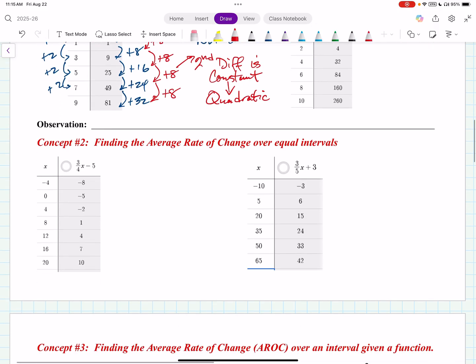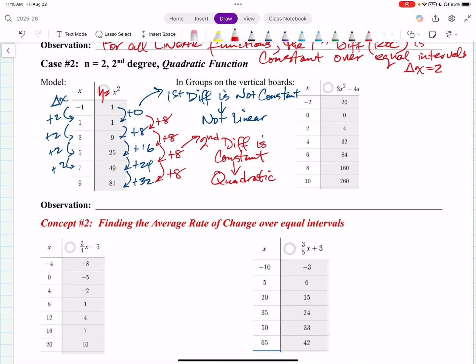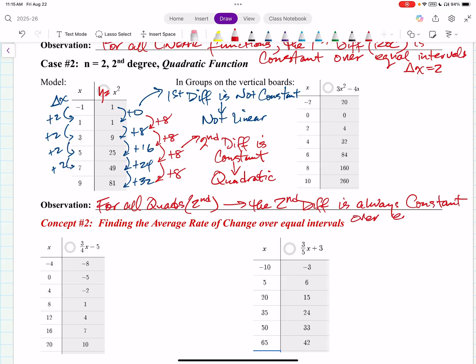Concept 2, average rate of change. Oh, actually, wait a minute. Before I do that, let me write down the observation. For all quadratic functions, which are second degree functions, the second rate of change, the second difference, is always constant over equal intervals. Okay, so there we go.